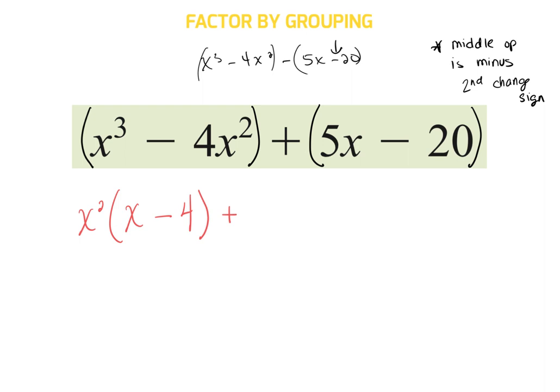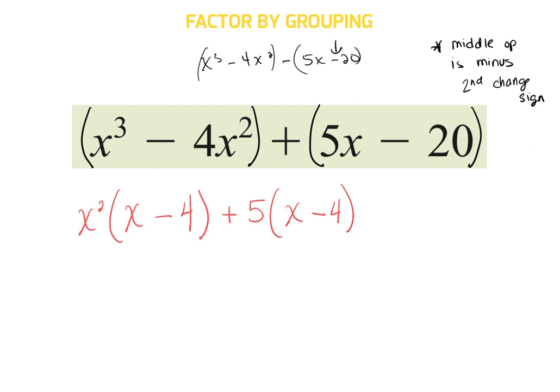Then I'm going to look at the next group. Between the 5 and the 20, I can take out a 5. And so that's what I'm going to do. None of my x's can come out because the 20 does not have an x to give me. So then I'm going to say 5 divided by 5, that's a 1, and I still have an x. Minus 20 divided by 5, that is a 4. And now this looks like the first example that we did.